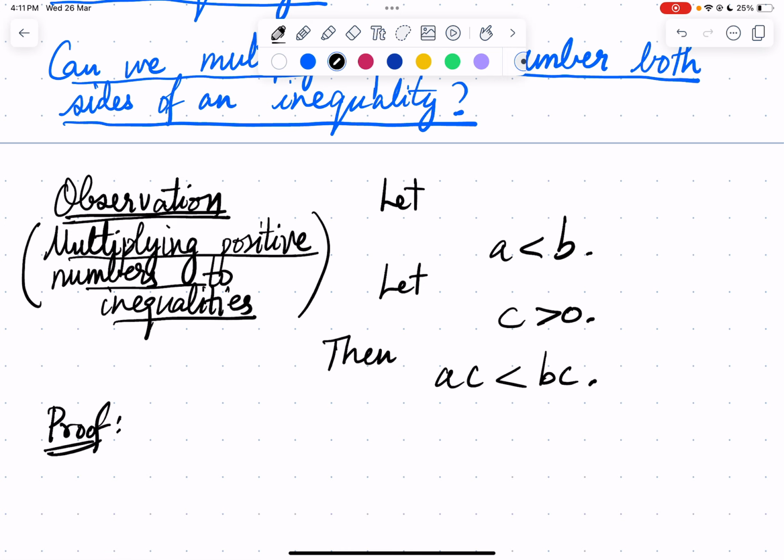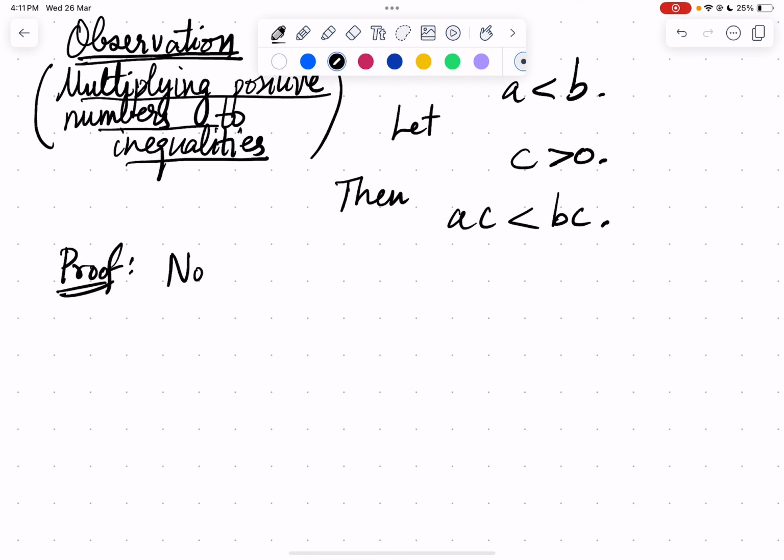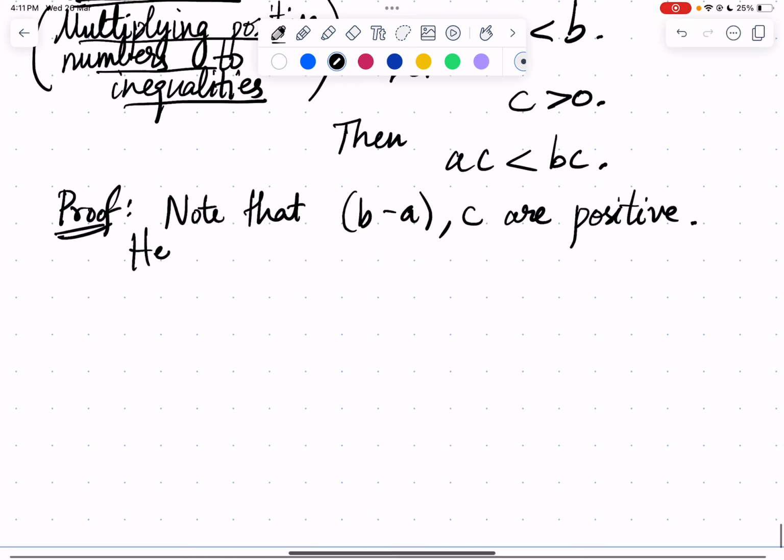So here's the proof. Note that B minus A and C are positive. Now multiplication preserves positivity. Hence C times B minus A is positive.